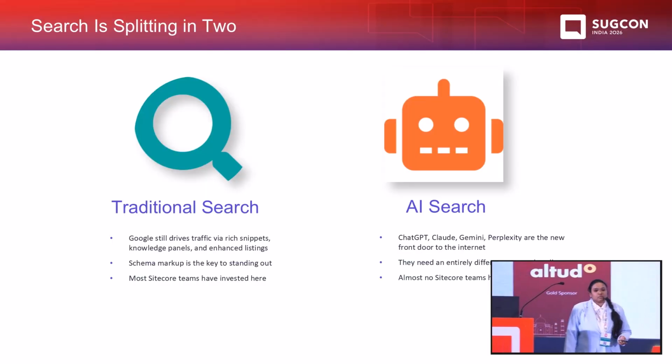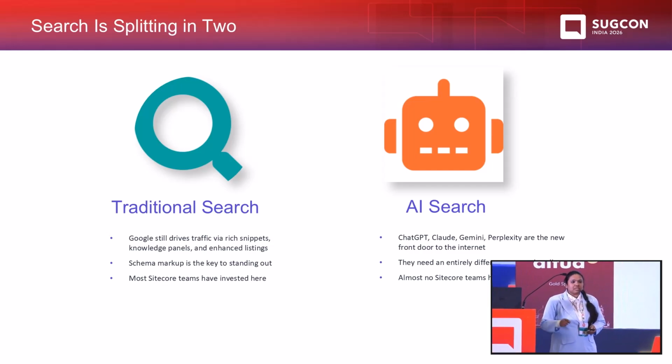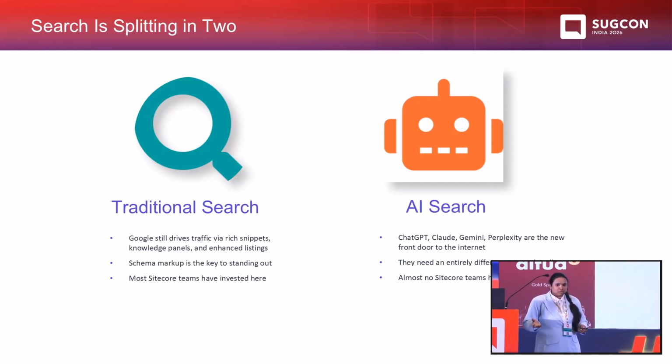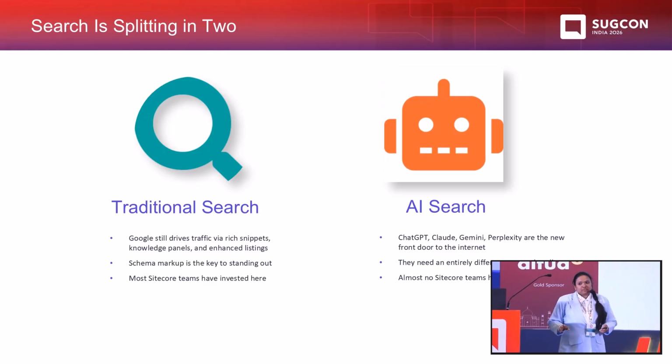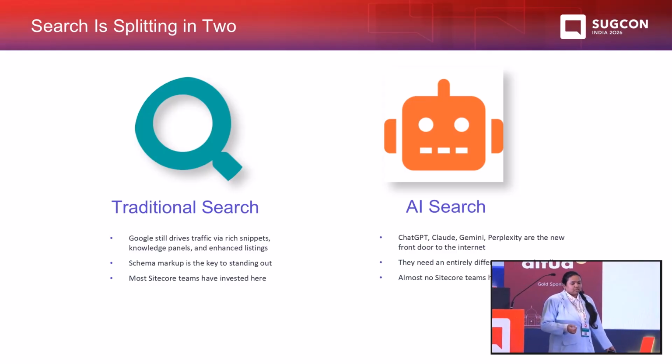Next, search is splitting in two. The problem is that for the past 20 years, we focused on how to get web page results in Google. We always wanted our website to be listed at the top of Google search. But now a fundamental shift has happened: people are also focusing on AI models rather than traditional search.